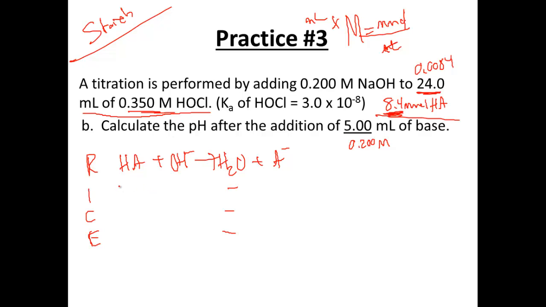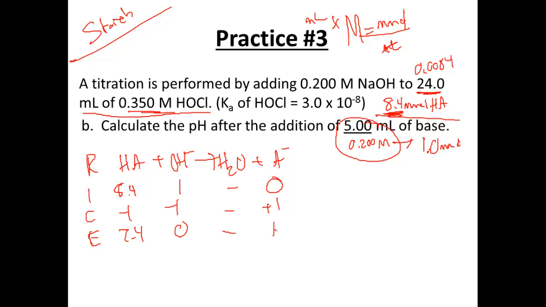So start with your millimoles. We have 8.4 millimole of HA, and this 5 milliliters and 0.2 millimoles, when you multiply those together, you end up with 1 millimole of base being added. So this is the limiting reactant, so we subtract that from both, end up with 7.4, nothing, and we have none of this A- to start with, but we just gained one of it.